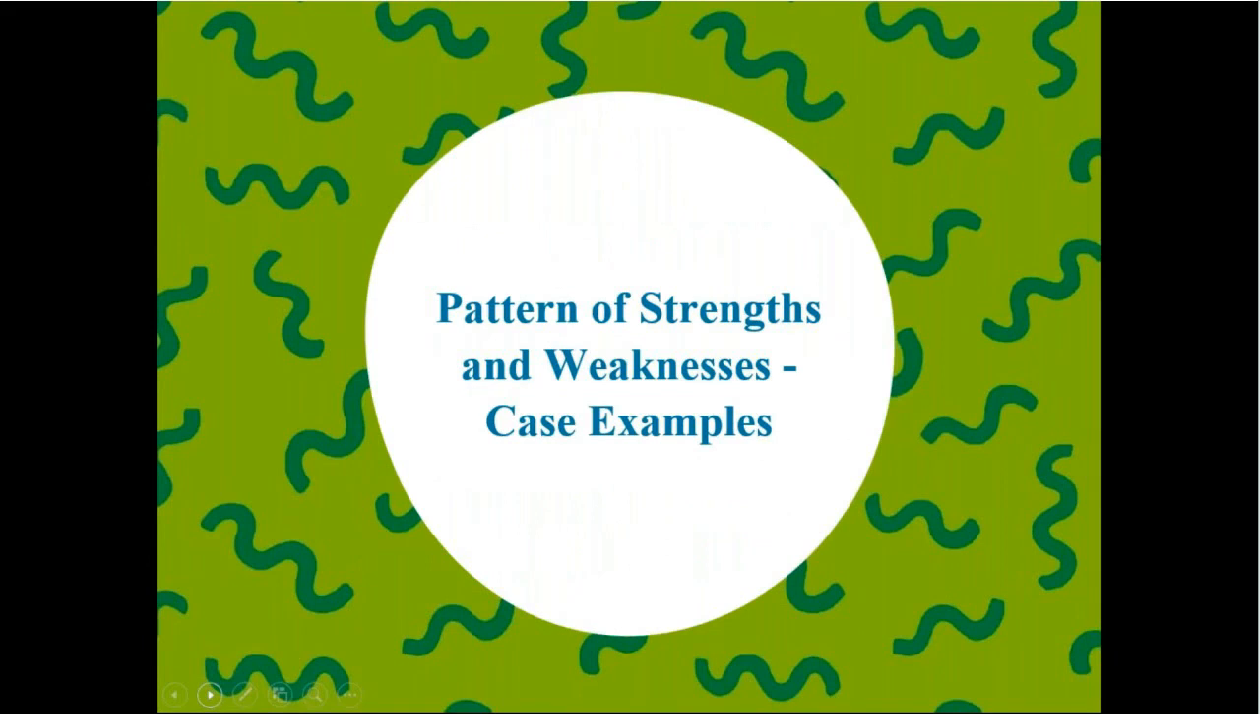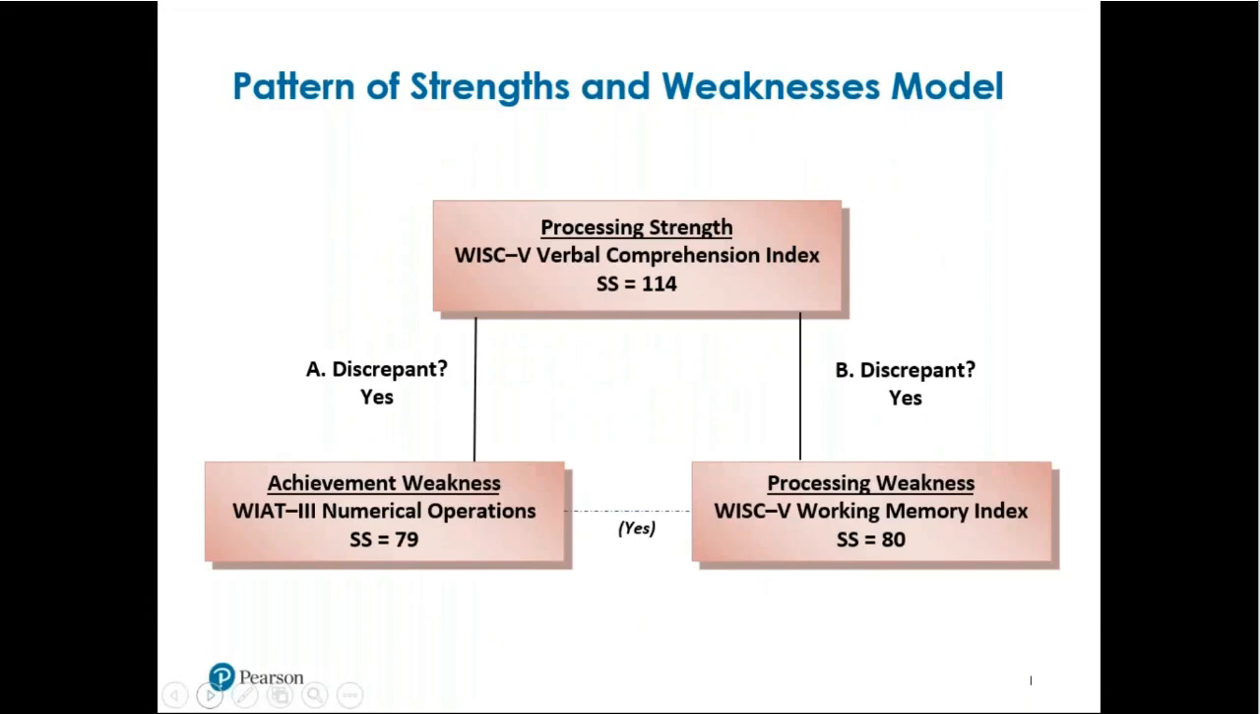So let's look at some case examples in our last 15 minutes, and we'll hopefully have some time to get to some questions. So this is what it actually looks like from the printout that you get from either Q Global or Q Interactive. So in this instance, we have selected the achievement weakness as being one of the mathematical subtests, being numerical operations. You can see that on the bottom left. The processing strength of the WISC-V is verbal comprehension, and the processing weakness also from the WISC-V is working memory.